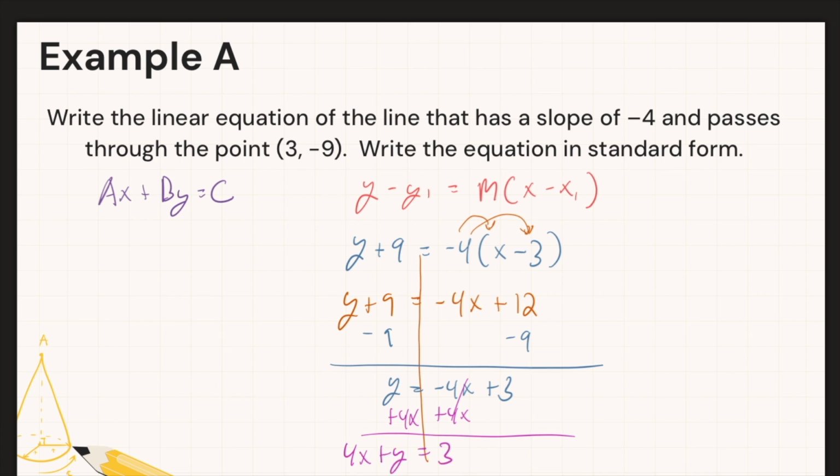And we can now see that we've written it in standard form, and our a is positive, so we don't have to worry about that. And we've got 4x plus y equals 3. Now let's move on to example B.